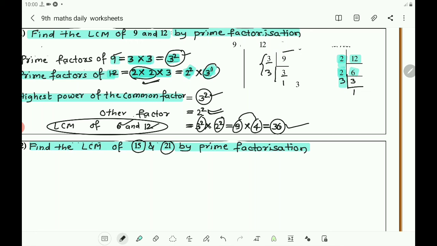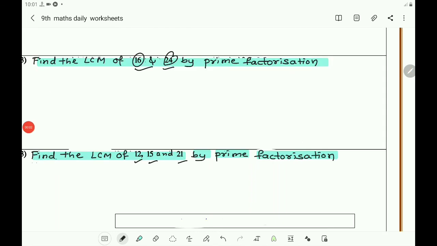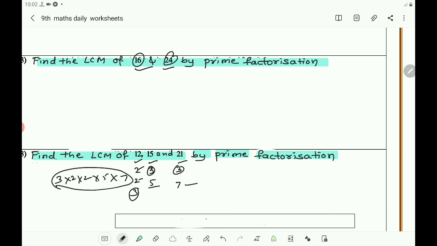Sometimes both the numbers have factors which are not common. We have to take all. That is the method. If you take 12, the factors are 2 into 2 into 3. If you take 15, the factors are 3 into 5. If you take 21, the factors are 3 into 7. Here, which is the common factor? 3, 3, 3. So the power is the same. So you take 3. Next, the remaining ones are 2 into 2, here 5, and here 7. The product of all this becomes the LCM.